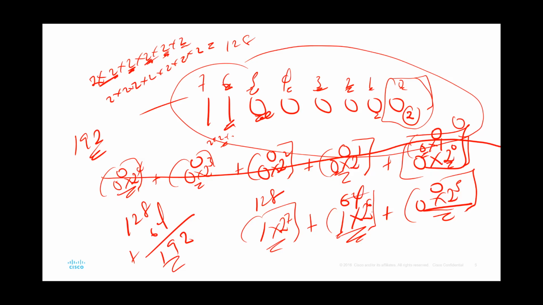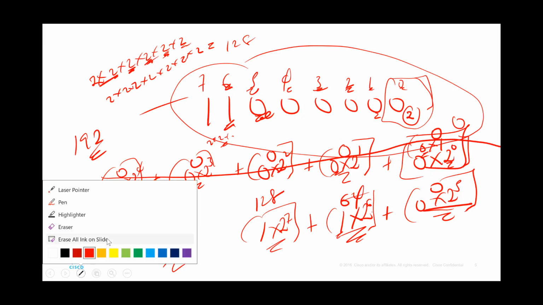So let's pick another number. We deal with 168 also. Let's pick 168. 10101000. That is base 2. You were told to convert this to decimal. Same thing we did. Expand it. First of all, you can put the power so you don't get confused.